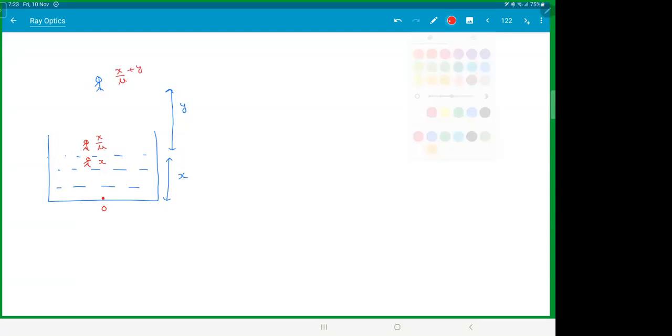So the velocity of the object as seen by the observer is the rate of change of x by mu plus y. Now be careful here. Okay, so 1 by mu dx by dt plus dy by dt. Now most people think dy by dt is 0. It is not. Try to understand.